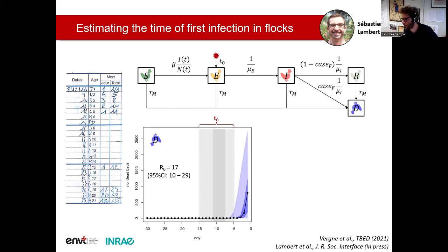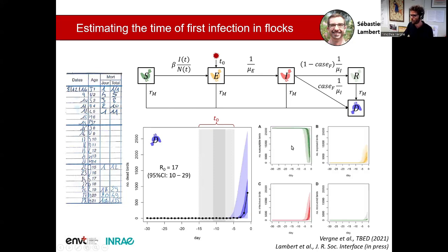We can see that it fits quite well. But the model also estimates T0, the day when the first animal became infected. We can estimate it from -15 days to -5 days, with a 50% credible interval between -11 and -7 days before notification. We could also estimate the reproduction number within the flock at around 17. And we could also reconstruct the evolution over time of the other states.